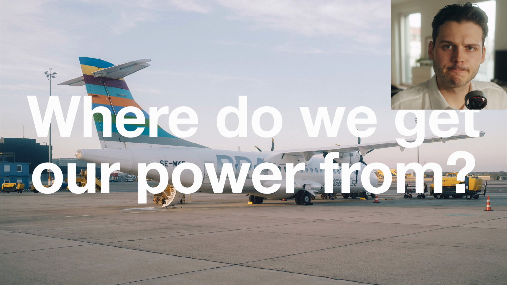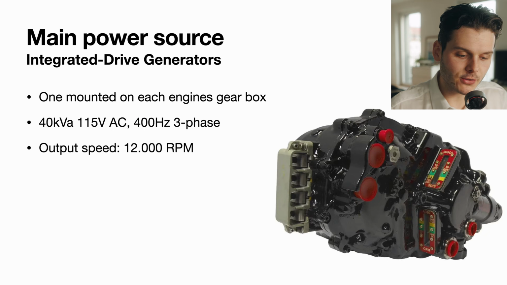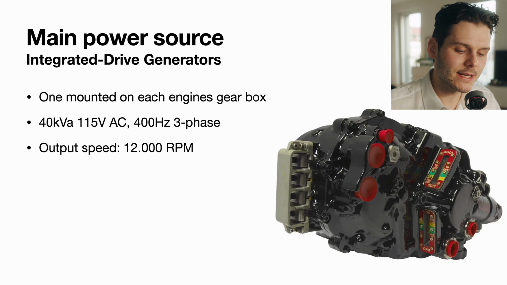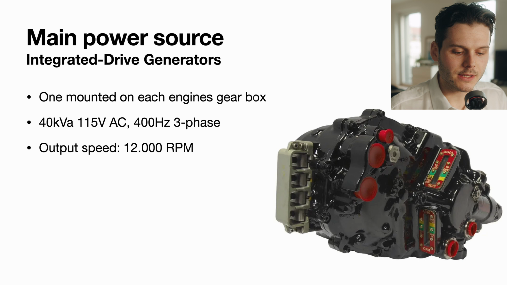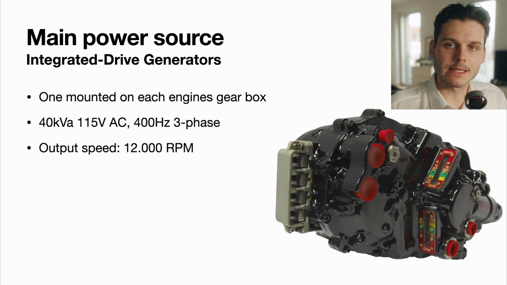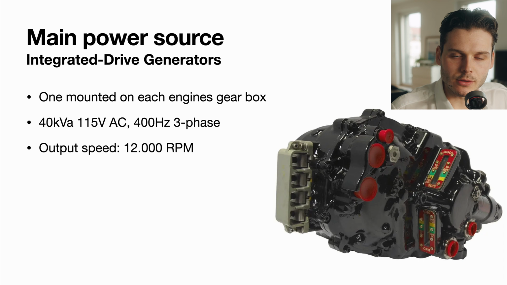So let's ask the question, where do we get our power from? We do have our main power source, which is the integrated drive generator. This is connected to the engine's gearbox, one on each engine obviously, and it produces 40 kilovolt-amps with 115 volts AC, 400 hertz, 3-phase. This is actually true for all the generators, even the ram air turbine, and of course external ground power units as well produce that kind of electricity.